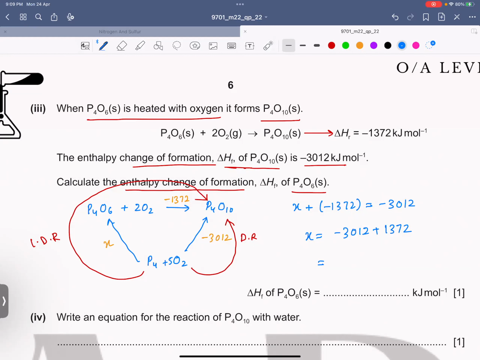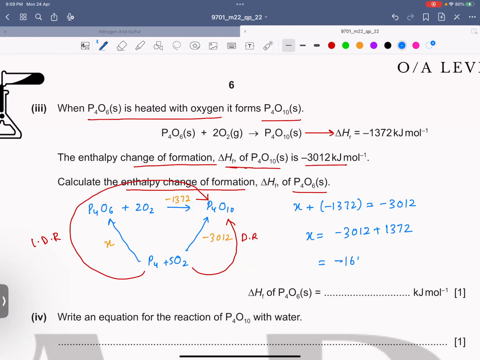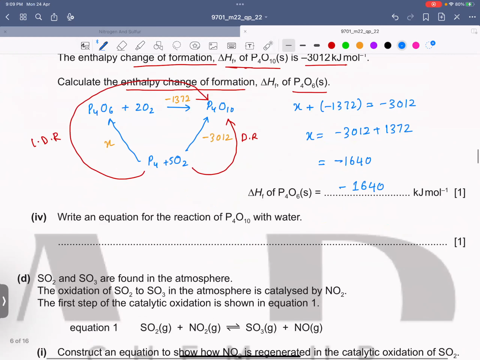Minus 1640 kilojoules per mole. Okay. Now, write an equation for the reaction of P4O10 with water.